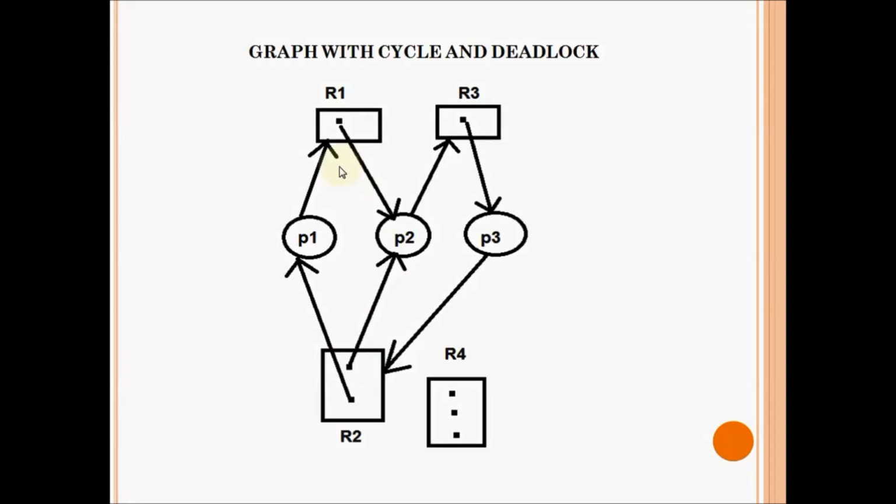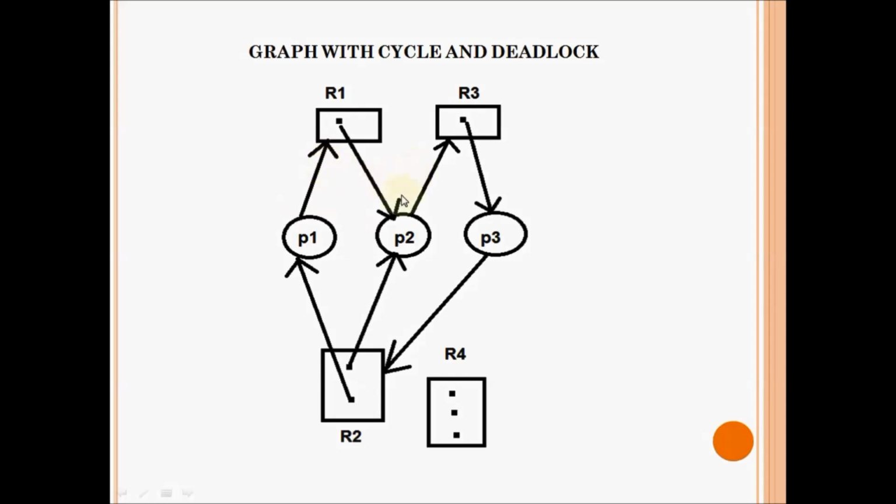Now I will take the second case, right? In the first case, we have seen that if there is no cycle in the resource allocation graph, deadlock is not there. In the second case, we are going to see the resource allocation graph with a cycle and a deadlock. You know that if a graph contains a cycle, then deadlock may or may not be present. So this is the case of a resource allocation graph with a cycle and a deadlock. Both the cycle and the deadlock are present in this graph. So we will see this here.